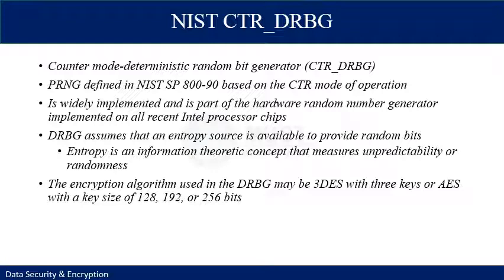The deterministic random bit generator assumes that an entropy source is available to provide the random bits, and entropy is an information theoretic concept that measures unpredictability or randomness. Therefore, the encryption algorithm used in the deterministic random bit generator may be triple data encryption standard with 3 keys, or advanced encryption standard with a key size of 128, 192, or 256 bits.